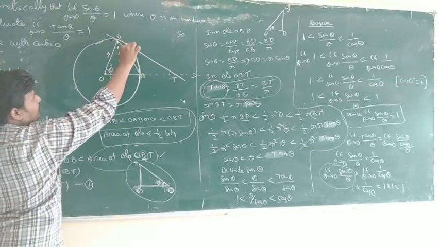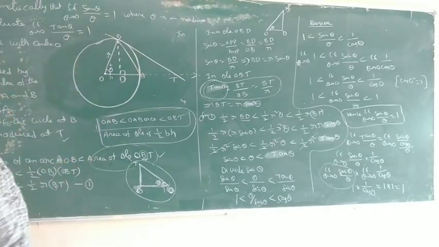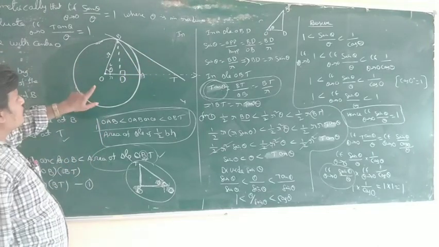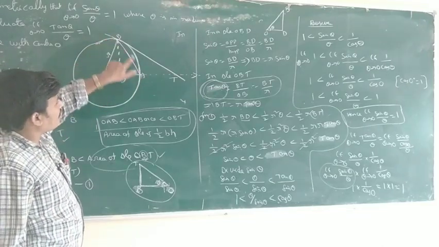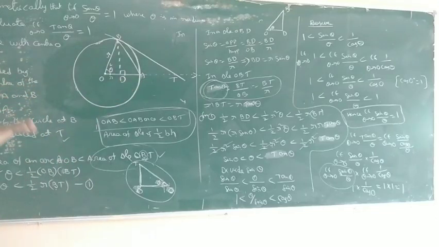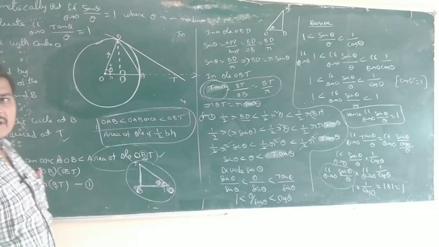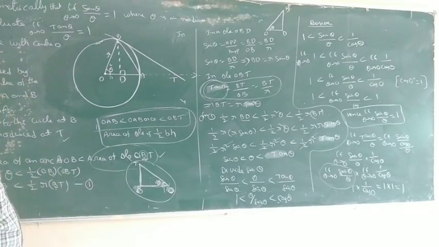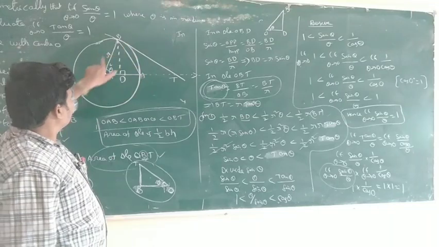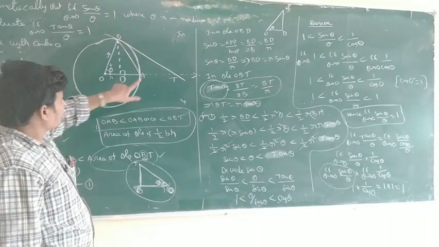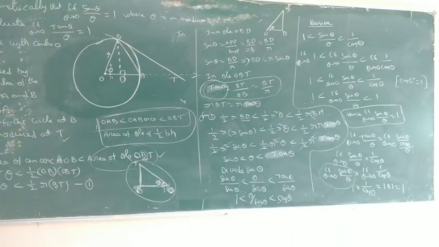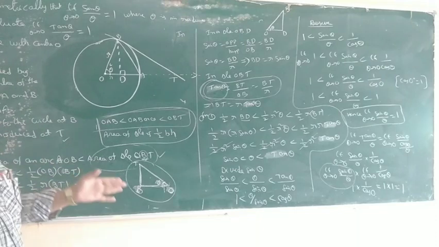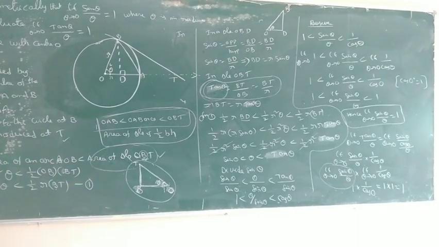The AOB arc up to here is also part of the circle. Which one is bigger, compared to the OAB triangle and the OAB arc? The OAB arc is bigger than the OAB triangle. Next, the OBT triangle is also bigger than the OAB triangle and the OAB arc. This is the main point, this is the main step.